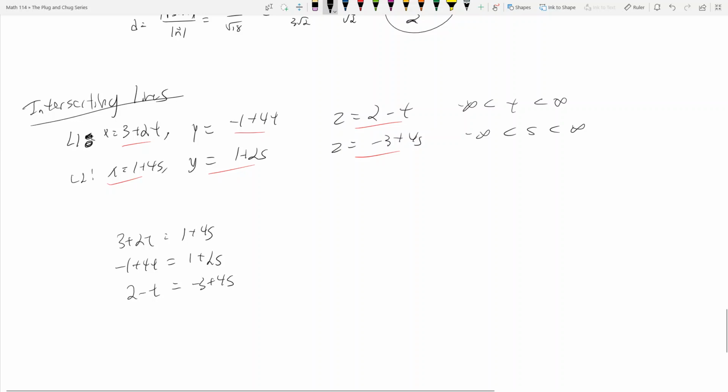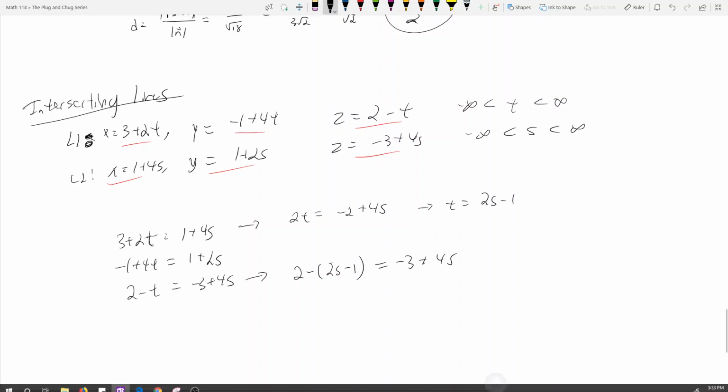How are we going to do this? From the first equation, I get 2t is equal to negative 2 plus 4s, by subtracting the 3 from both sides. Divide that by 2 and you get t is equal to negative 1 plus 2s. Even better, let's write it as 2s minus 1. So t is equal to 2s minus 1. Then from the third equation, I get 2 minus (2s minus 1) is equal to negative 3 plus 4s.